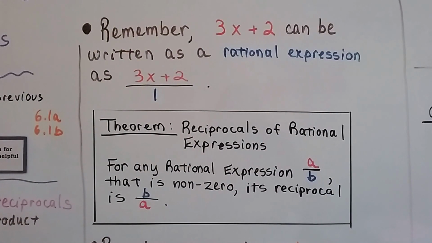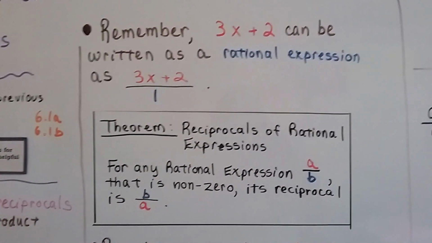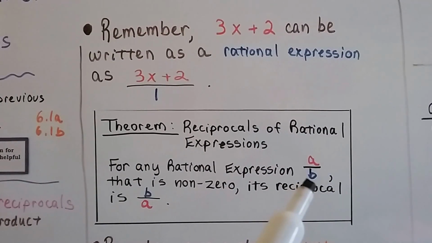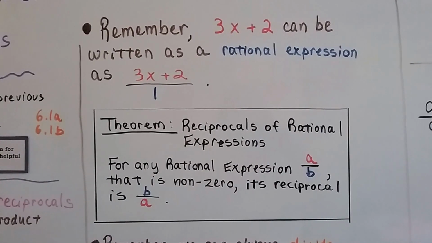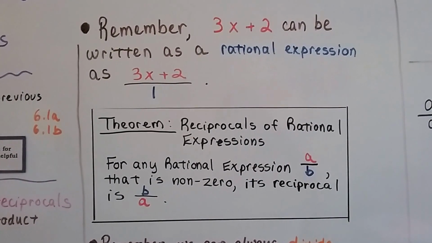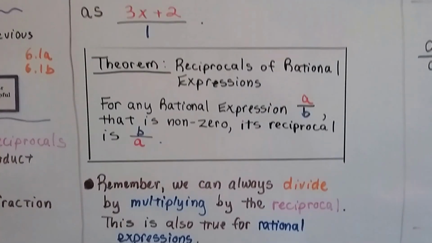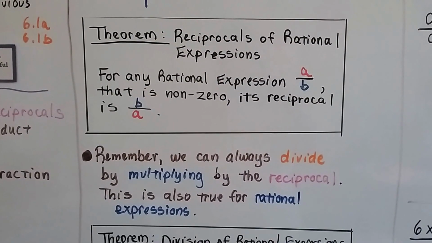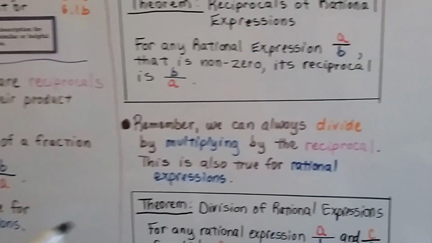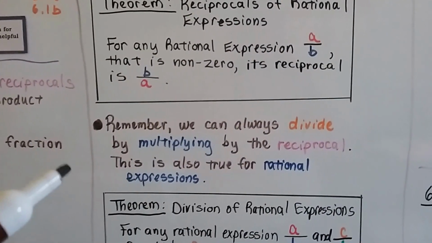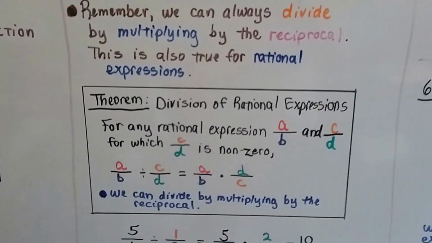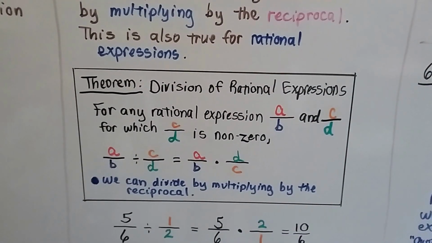So here's our first theorem, reciprocals of rational expressions. For any rational expression, a divided by b, that's non-zero. Okay, we can't have the b as a 0 because that would be undefined, wouldn't it? So for any rational expression, a divided by b, that is non-zero, its reciprocal is b divided by a. It's flipped around. So remember, we can always divide by multiplying by the reciprocal. This is also true for rational expressions. So whether you're dealing with fractions or rational expressions, which are basically the same thing, we can divide by multiplying by the reciprocal. Here's our second theorem, division of rational expressions.